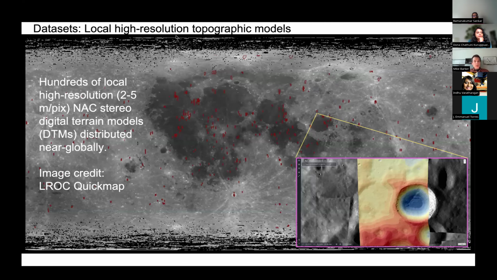And then we also have local high-resolution topographic models. These are hundreds of local high-resolution NAC stereo digital terrain models distributed near globally. And these are really important because they provide a complementary high-resolution view of the topography that the global data sets, global maps, don't have the resolution to capture.